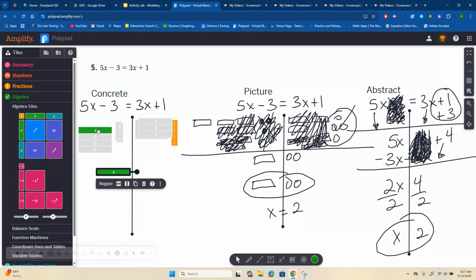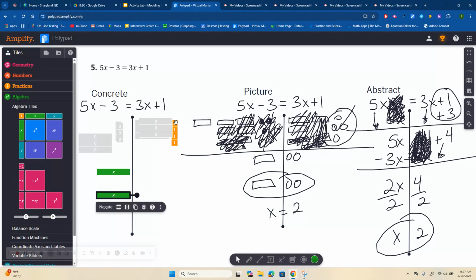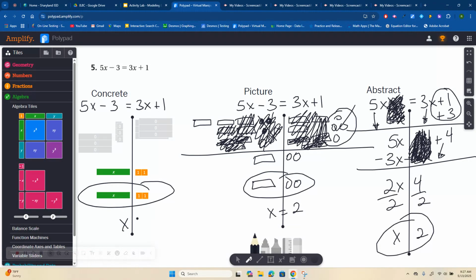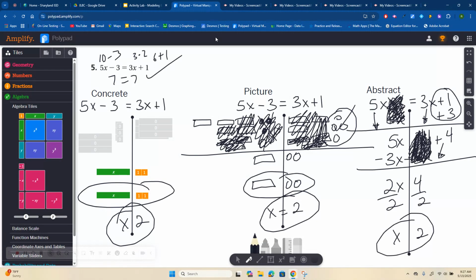They get really good at just doing it. It gets a little sloppy, but they have it down. If you want to see that organization continuously, then have them make sure it looks pretty every single time. But it's up to you. I just kind of know when they're in the groove, and I leave it alone. x equals 2, we're good to go. 5 times 2 is 10, minus 3 is 7. 3 times 2 is 6 plus 1 is 7. They got the right answer.